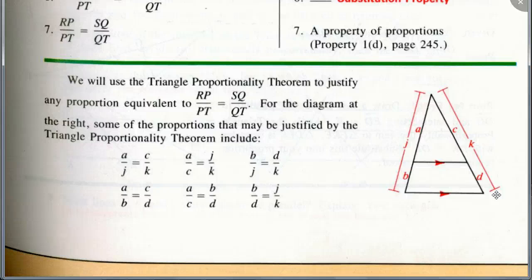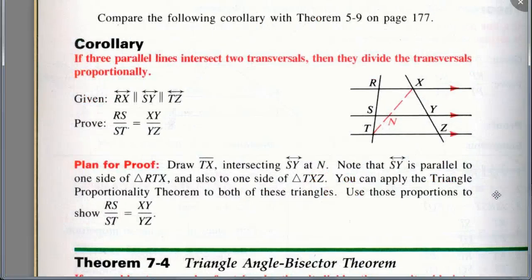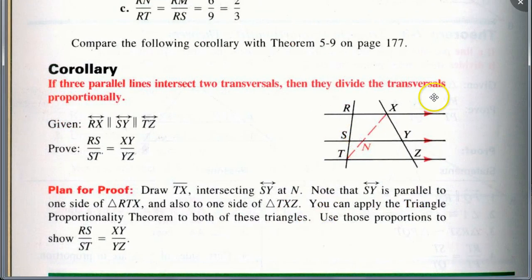Nicole? Three parallel lines intersect two transversals and they divide the transversals proportionally. That's right. So there's a picture. You've got 3 parallel lines, 2 transversals. What do you know about the ratio of RS over ST? That's equal to XY over YZ. Do you remember how we drew this auxiliary line here, and then we used the triangle proportionality theorem twice, and we used the transitive property to say RS over ST is equal to XY over YZ. We're going to learn then the last theorem of this section.